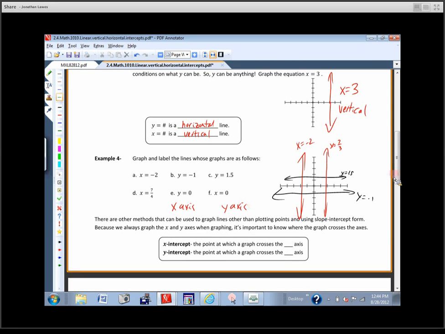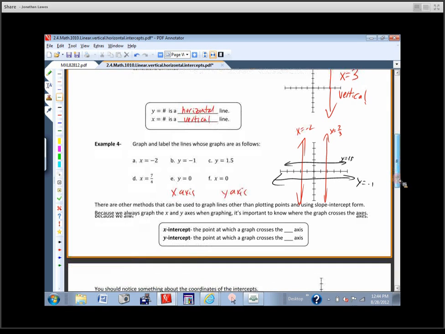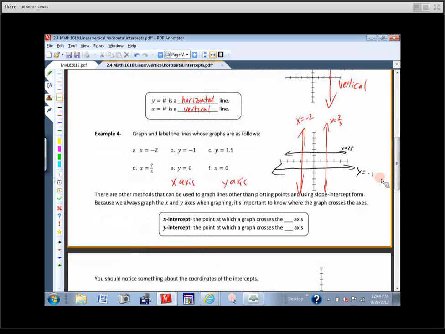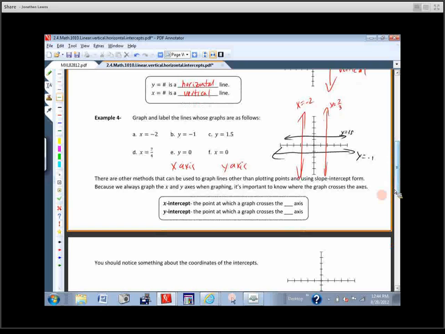Okay? And then knowing about the x and the y-axis, we can actually use another method for graphing linear equations, and that's to do it by intercepts. And these are really important. We're going to find lots of intercepts in this class. You're going to find a ton of them in every other math class that you take pretty much. So the x-intercept is the point where the graph crosses the x-axis, and the y-intercept is where it crosses the y-axis.